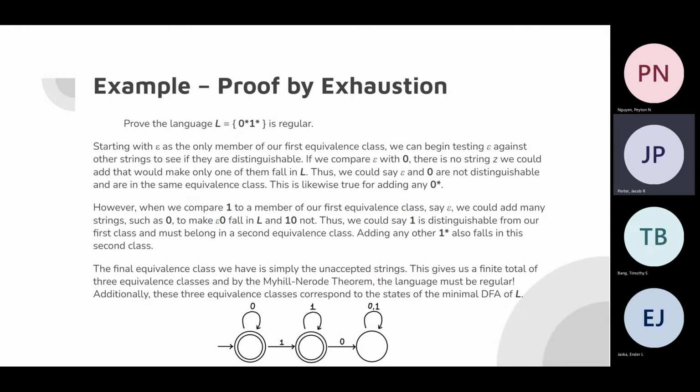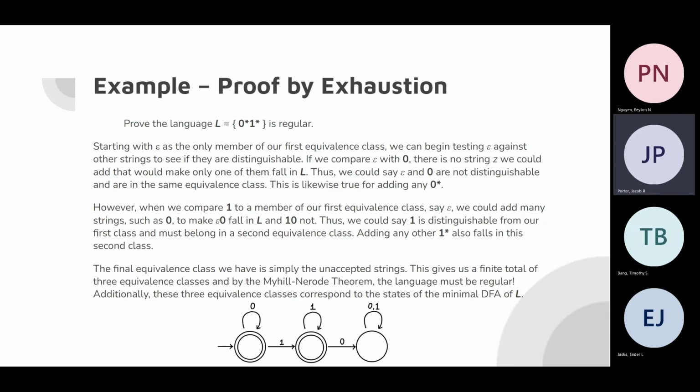So now let's do an example with proof by exhaustion. Let's prove that the given language is regular. Let's start out with the empty string and let it be the first member of our first equivalence class. And let's compare with 0. Now, there's no string z that we could have that would make it so that the empty string and z, and 0 and z, have it where one is in the language and one is not.